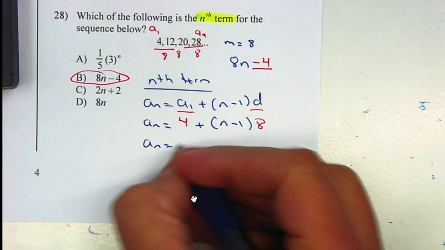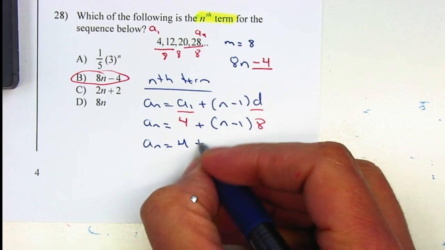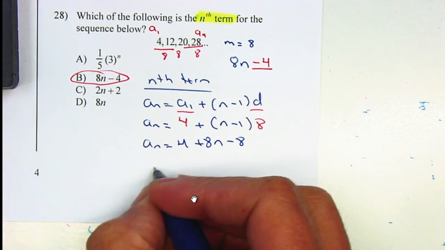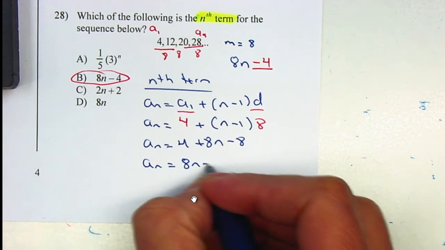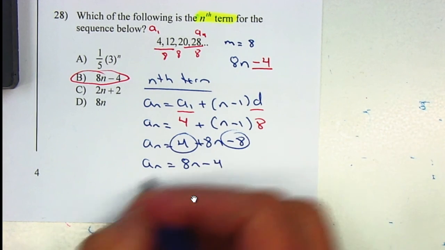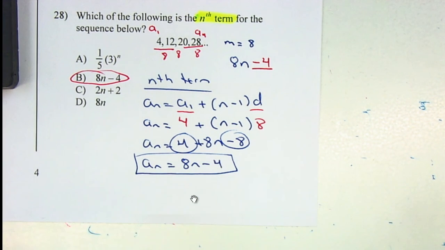A sub n is equal to 4 plus 8 times n, which will be 8n, and minus 8. Combine like terms. So either way, you'll get the correct answer.